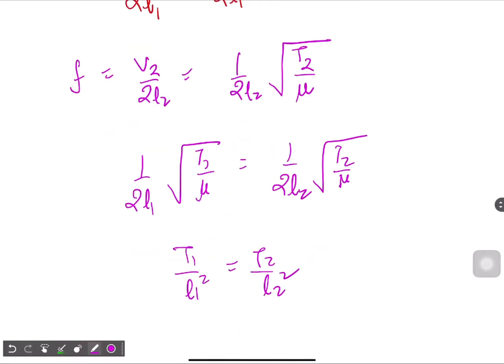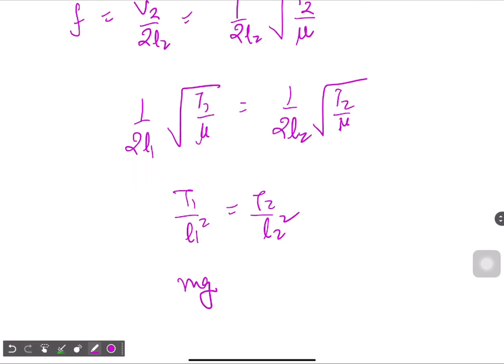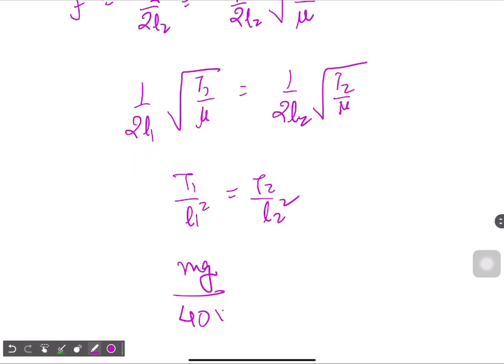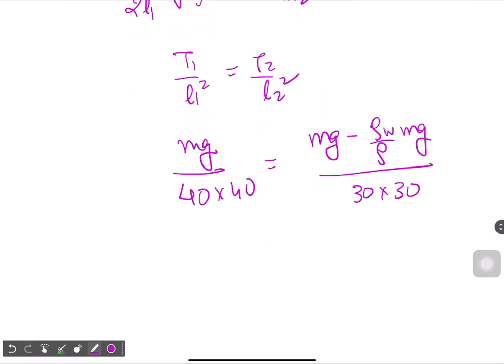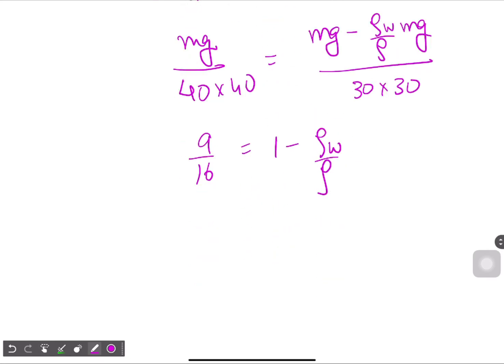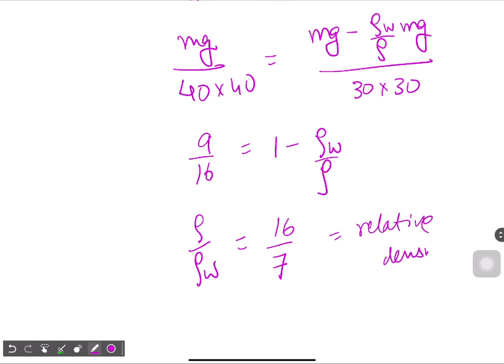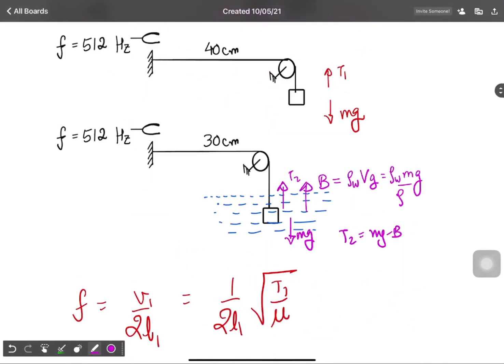Now T1 is what? Mg. So Mg and L1 is what? 40, is equal to T2, which is what? Mg minus buoyant force. Buoyant force is what? Density of water by density of object into Mg, divided by 30 square. So you will get 9 by 16 equal to 1 minus rho W by rho. Or you will get over here rho by rho W will be equal to 16 divided by 7. And this is your relative density. So option B.